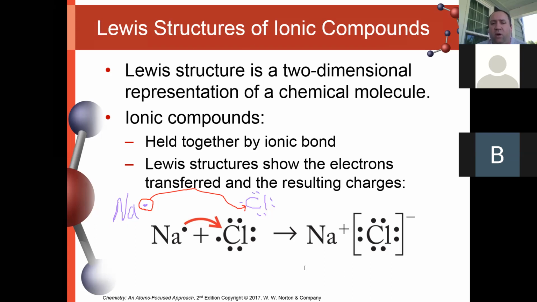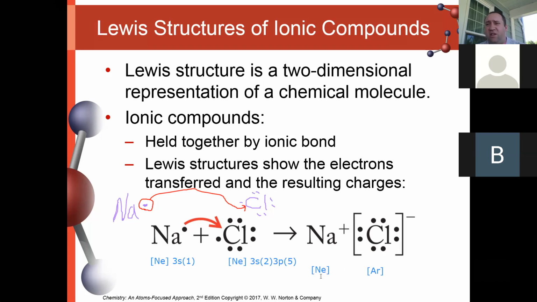And so what we have developed here is, if we look at the individual configurations, sodium was neon 3s1, and chlorine was neon 3s2 3p5. By taking that electron away, sodium now has the configuration of just neon. Chlorine now has the configuration of argon. Both have taken on noble gas configurations, or at least, in this case, they both have.